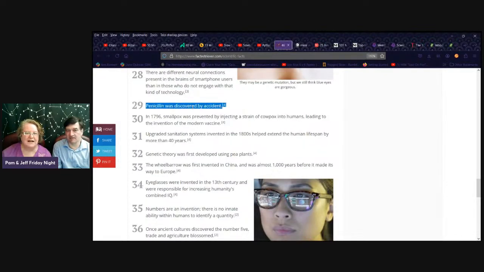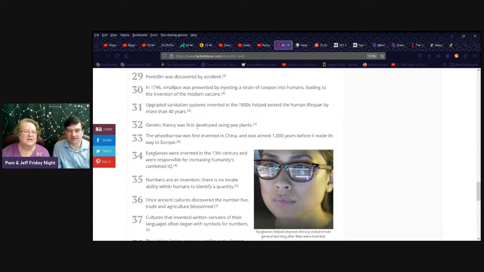Penicillin was discovered by accident. Yeah, we kind of know that, like crazy glue. Also, stuff like cowpox helps us get to the modern vaccine, because a little bit of that injected into the body would help the antibodies grow and then prevent you from getting smallpox. They noticed that milkmaids had very smooth skin because they didn't get smallpox, because they dealt with cows a lot.